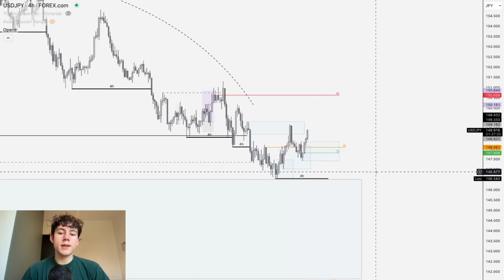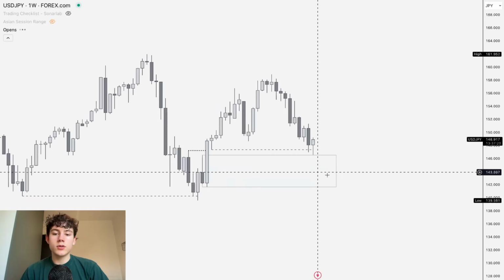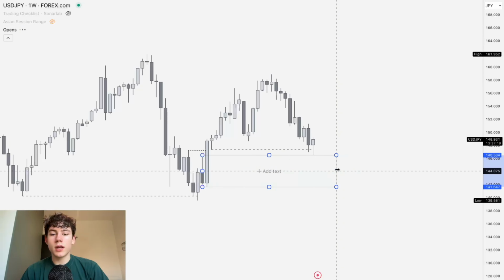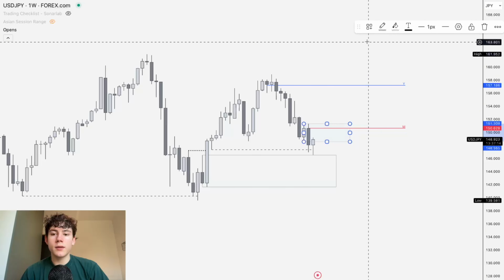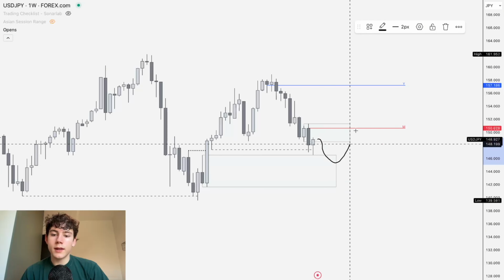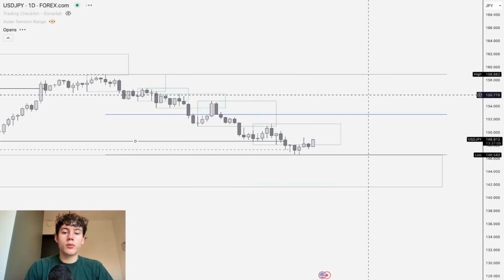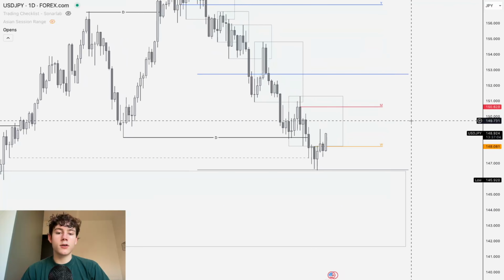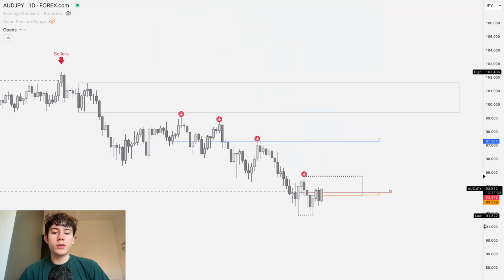But keep in mind that we still miss connection on that weekly demand, so I'm just going to leave this one out, because obviously we're still inside this weekly supply, which could push price down lower in towards the demand and then trade up higher. So I'm just going to leave this one out and see what price is going to do and come back next week. Okay, going over to AUD Yen.